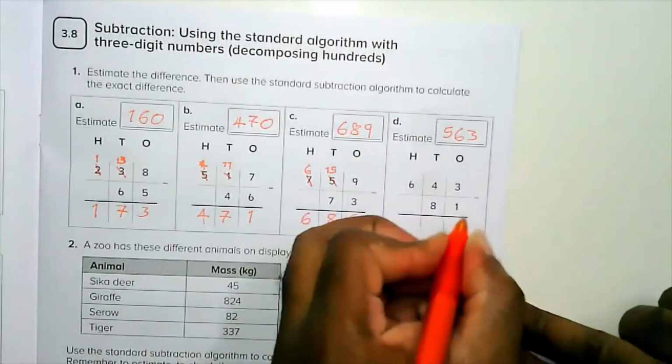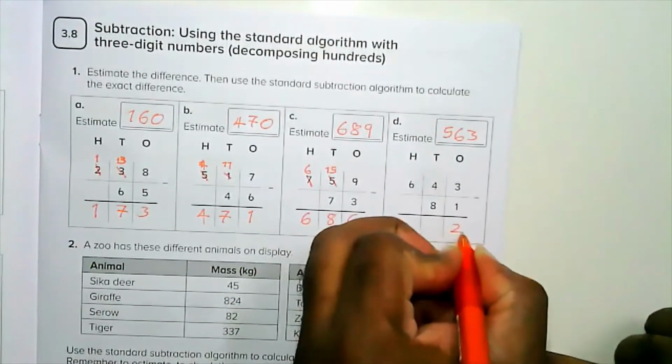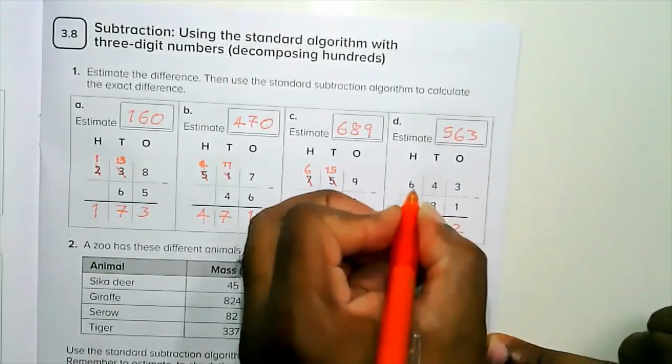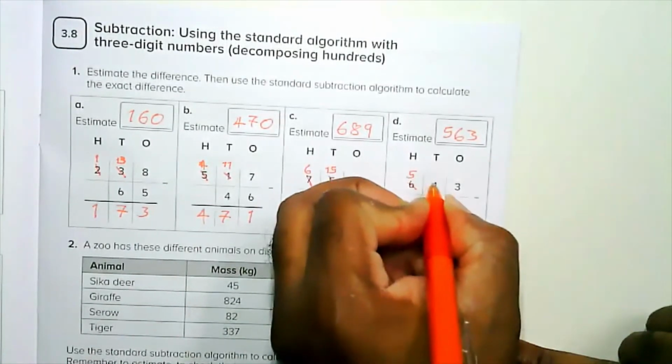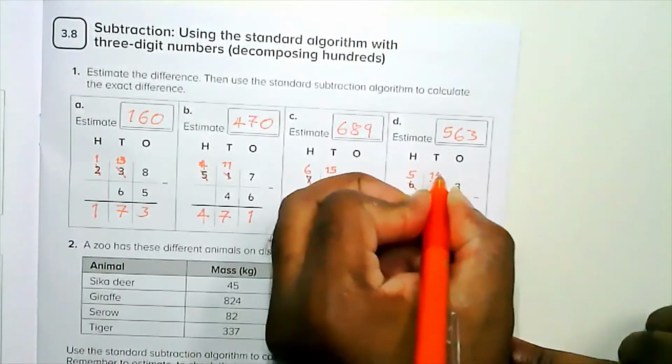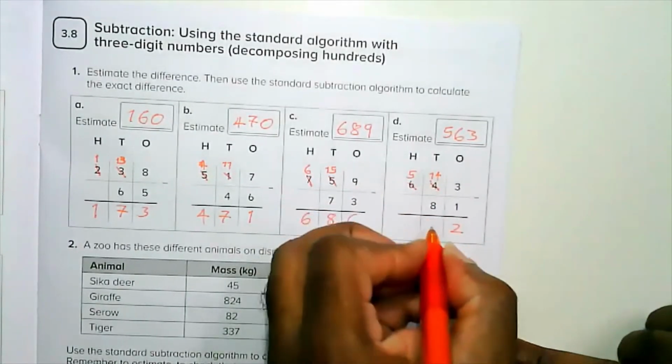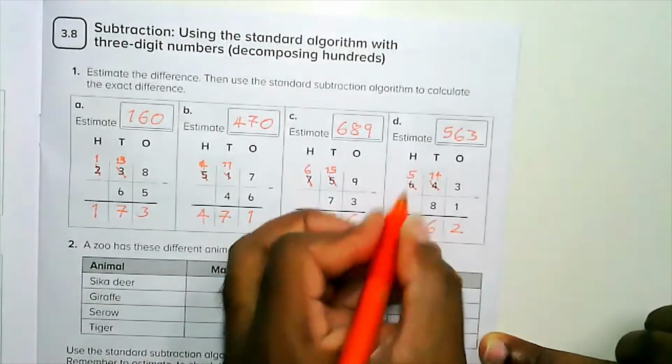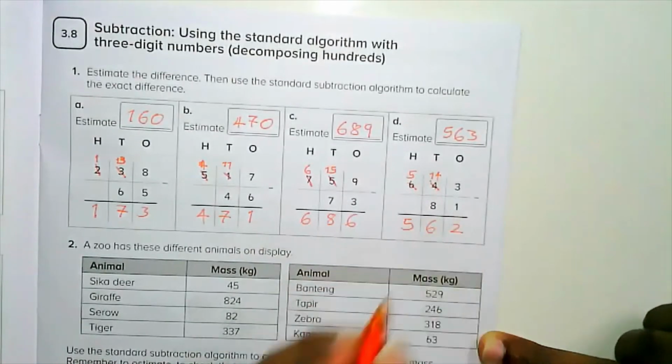So let's estimate. This will be 2. This is impossible. Borrow 1 from here. Remain 5. Bring the 1 here, making it 14. 14 minus 8 will give us 6. 5. Very close.